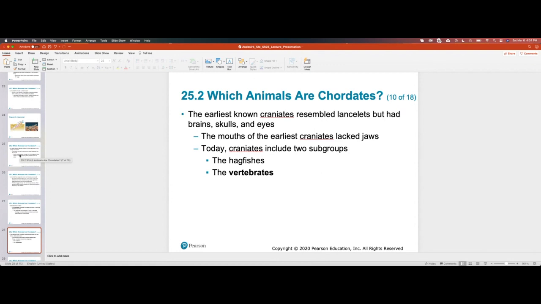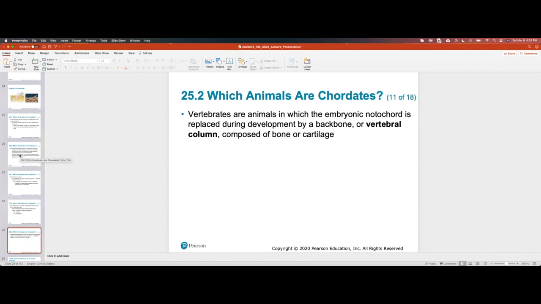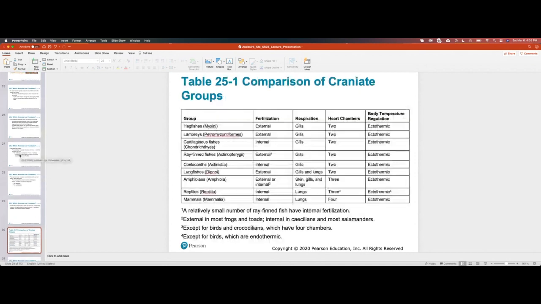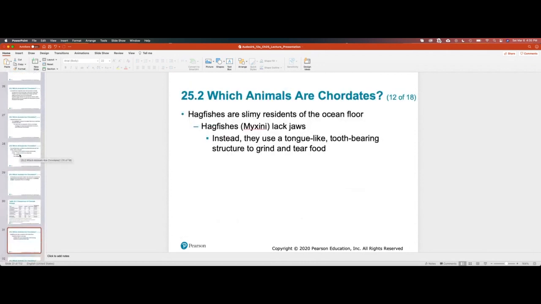So among the craniates, we have the hagfishes and the vertebrates. So the vertebrates, they're animals in which the embryonic notochord is replaced in development by a backbone, or as I mentioned earlier, a vertebral column. And this vertebral column can be composed of bone or cartilage, or a mixture of both. Hagfishes, the interesting thing about them is that they lack jaws. Instead, they use this really weird tongue-like thing to grind and tear at food.